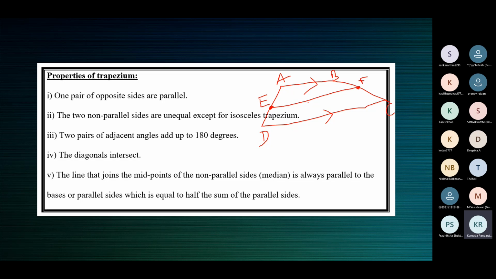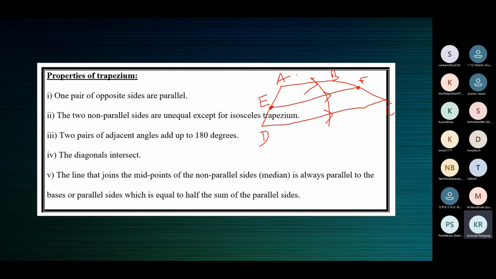And what do we call EF? Median. EF is called the median. The median will always be parallel to the parallel sides. The proof we'll see later. Now remember this theoretically. This median will be parallel to the parallel sides, so that means all these three are parallel. And what about the length of the median?